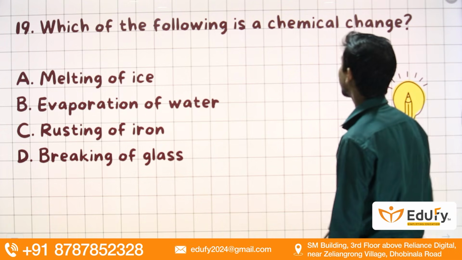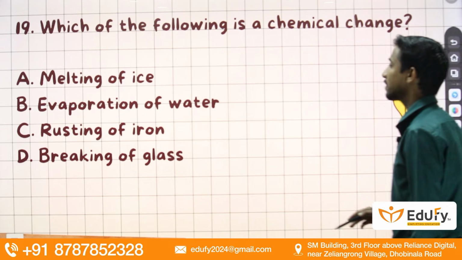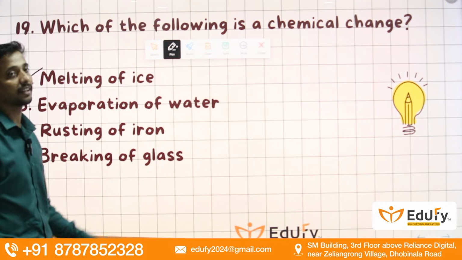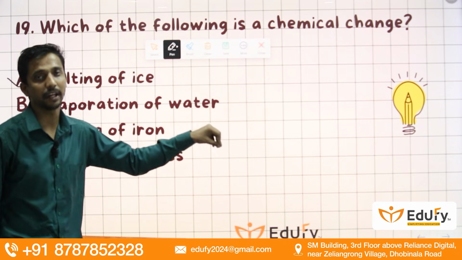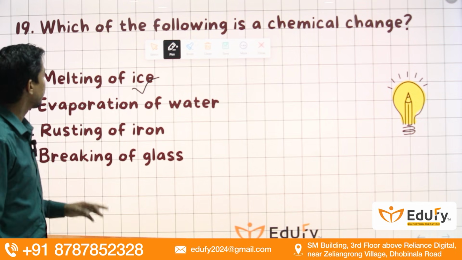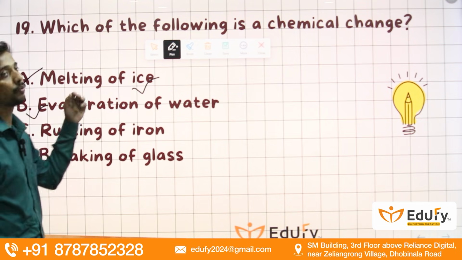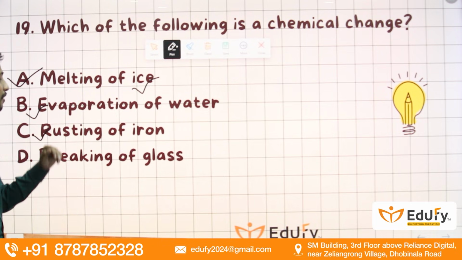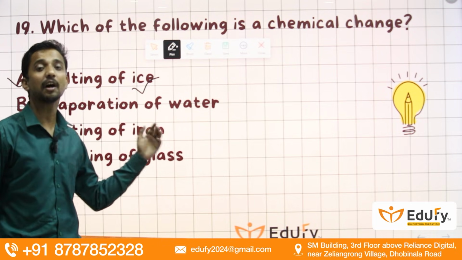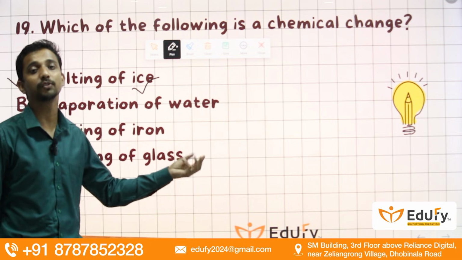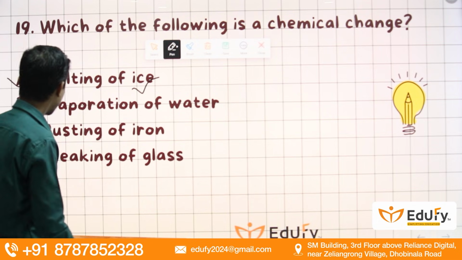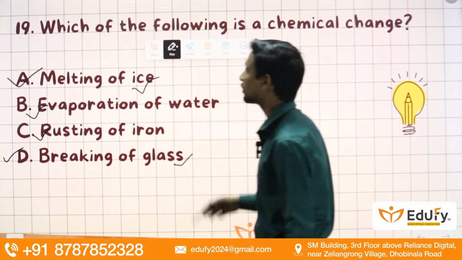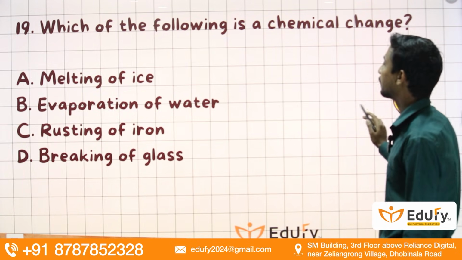Now, which of the following is a chemical change? So guys, what is chemical change? What is physical change? Melting of ice: ice is a solid being converted into liquid, so that is a physical change. Evaporation of water: water is liquid being converted into gas, physical change. Rusting of iron: this is a chemical change where iron reacts with oxygen to form iron oxide. Breaking of glass is also a kind of physical change. So the rusting of iron is the chemical change.